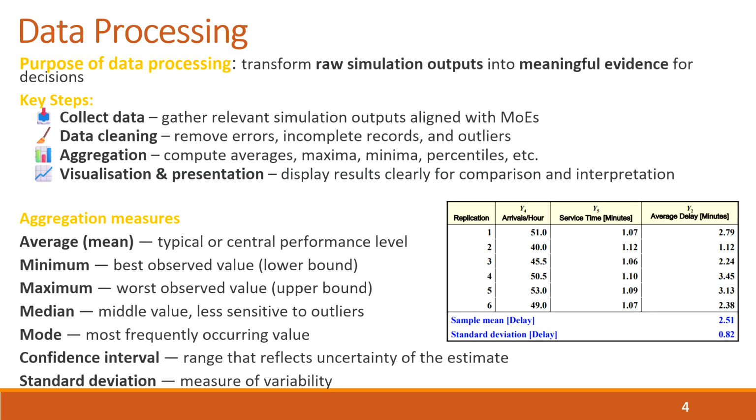So when we have defined our data collection strategy and actually collected the data, the next stage would be data processing. Data processing turns raw simulation outputs into meaningful evidence for decision making. First, we collect outputs that are aligned with our selected measure of effectiveness. Then we clean the data by removing errors, incomplete records, or outliers.